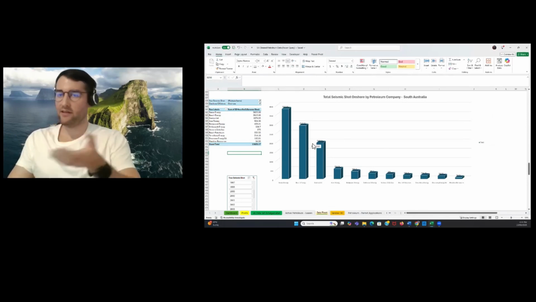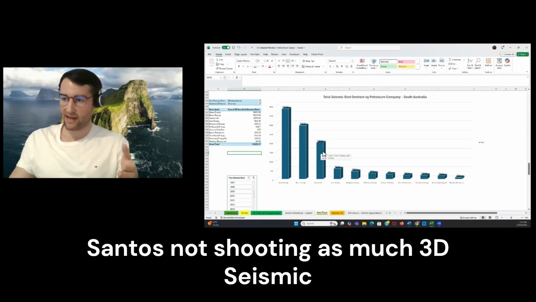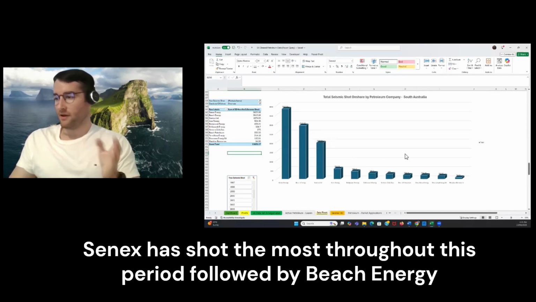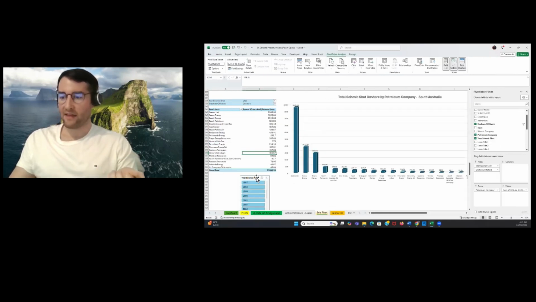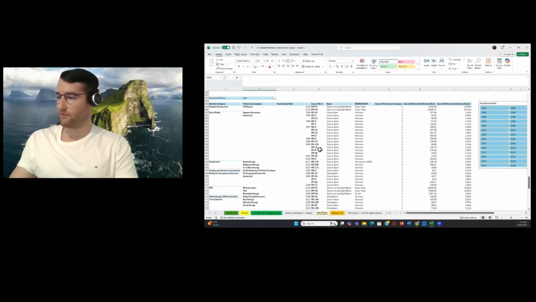Okay, still like 5 or 6 years of data missing from this, but that tells us, okay, well, Santos isn't shooting the same amount of 3D seismic data that they used to in the Cooper Basin region. Beach Energy here has shot a fair bit more than what Santos has. And Cenex has been a real key player here throughout this period. Okay, so that gives us a bit of an idea as to what's happening in the market there. All right.